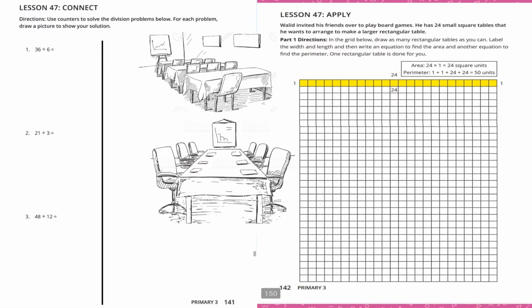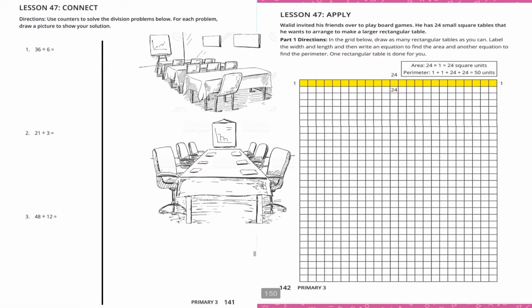And this sign is divided by. And the second number is called divisor. And the result is called quotient. So all of them: dividend, divisor, quotient. Okay, here we want to find the quotient.